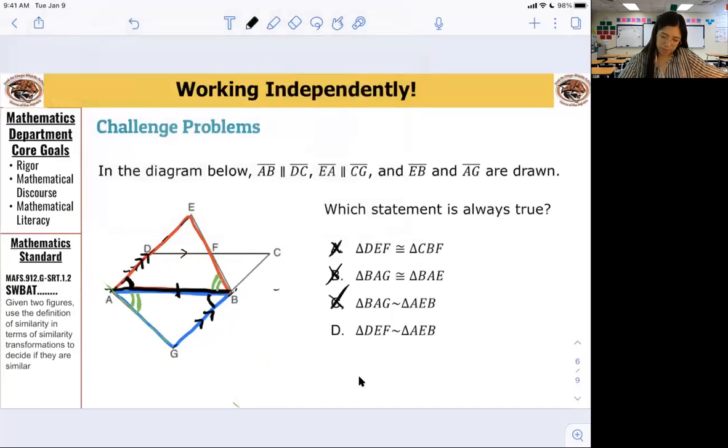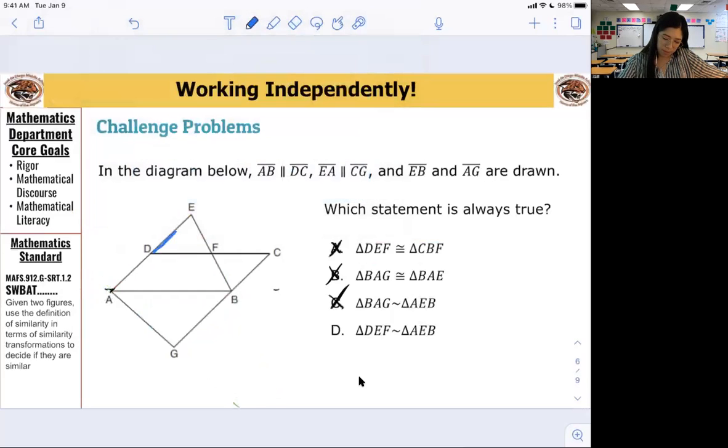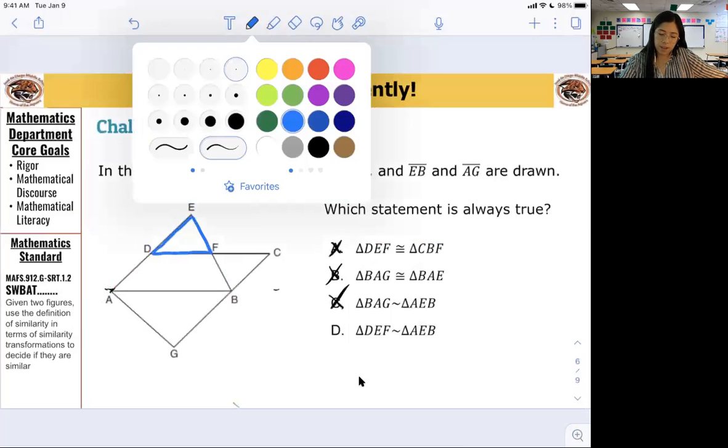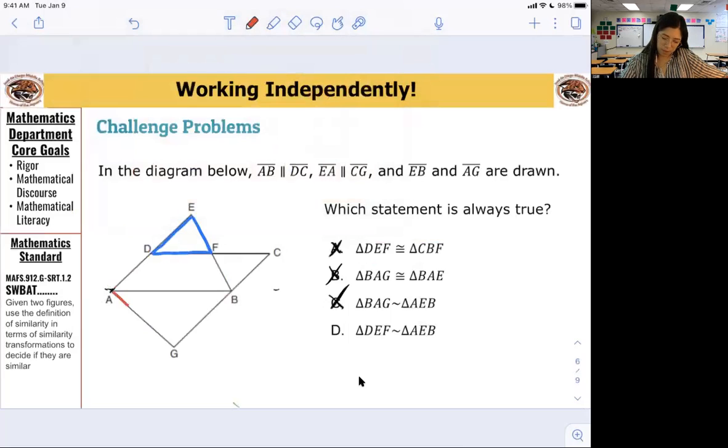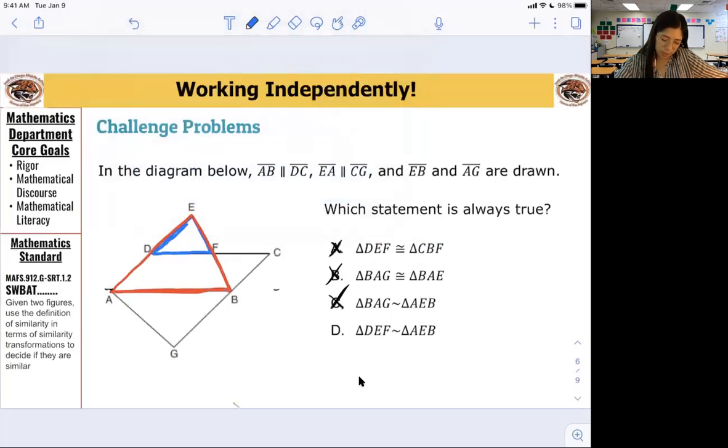So here's our last one. DEF and AEB. Interesting. DEF and AEB. Wait, wrong one. Oh, so I got it right. Oh, that one looks a little more correct, right? That one looks a little more like what we're used to seeing.